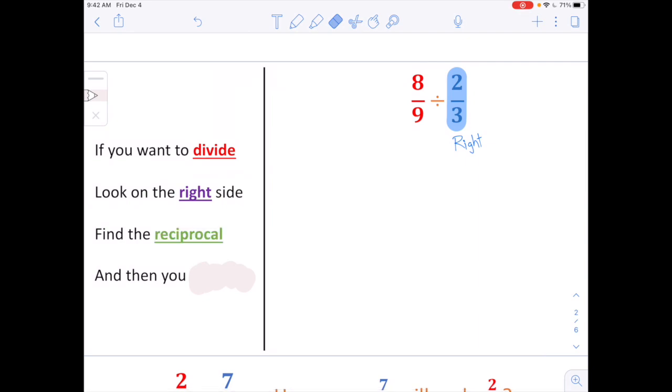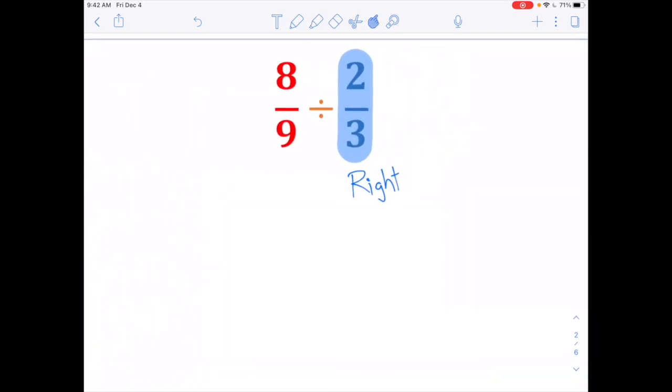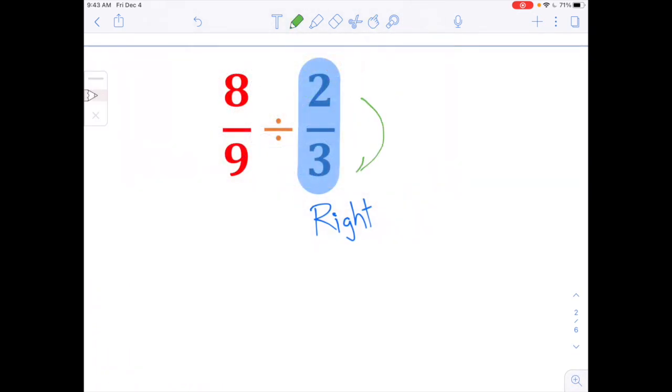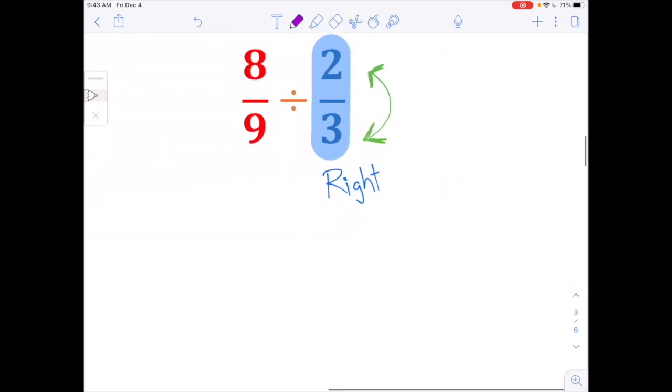Find the reciprocal. And we talked about this in class. The reciprocal means flip it over. So I'm going to draw an arrow to show that I'm flipping over just that highlighted one. I'm not flipping over 8/9, and I can't switch the order. But instead of the 2 on top of the 3, I'm going to have 3 on top of 2, and I'm going to write that down below. 3 on top of 2.